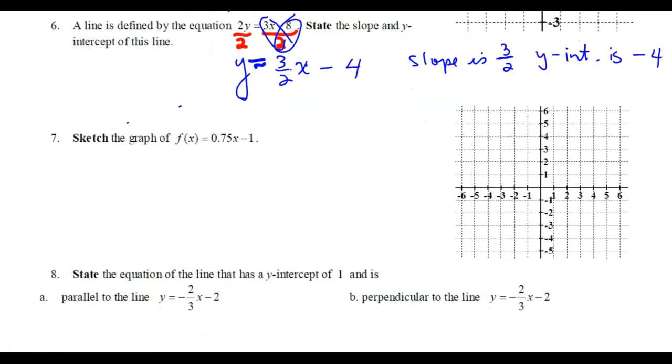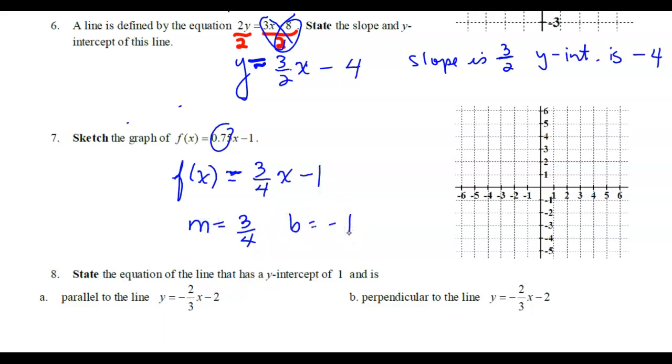Okay, next one says sketch the graph. Take a look, it's in decimal form. Take a look at the grid. The grid is not very spread out, so to go up 0.75 to the right 1 would be very challenging. Convert this to a fraction. 0.75 is 3/4. Now we know the slope is 3/4 and the y-intercept is -1.